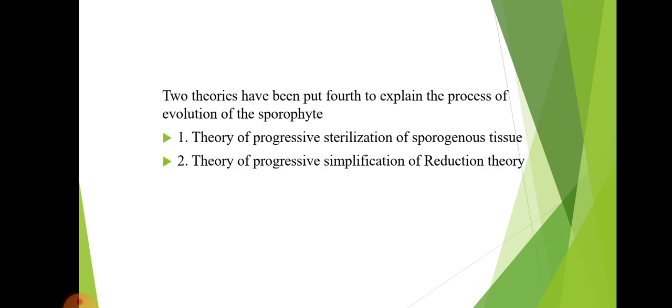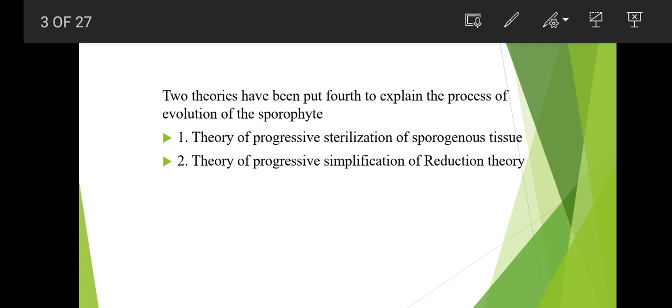Two theories have been put forth to explain the process of evolution of the sporophyte. The first one is the theory of progressive sterilization of sporogenous tissue, and the second one is the theory of progressive simplification or reduction theory.